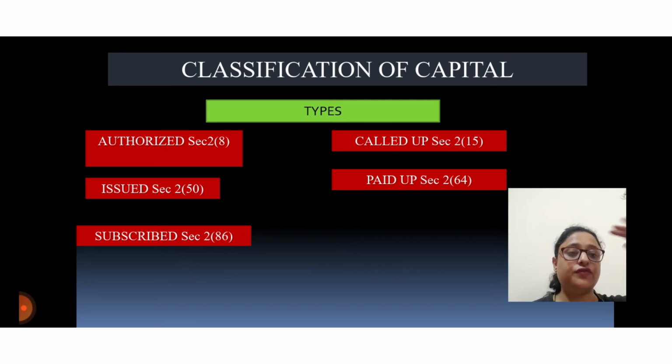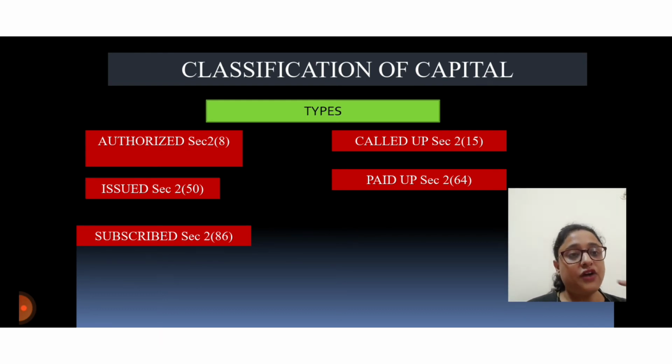Okay, first of all, a shareholder invests in a particular company at the time of incorporation, at the time of starting the company. That particular capital is authorized capital. What is authorized capital? The amount invested at the time of starting up a company, that is the authorized capital.